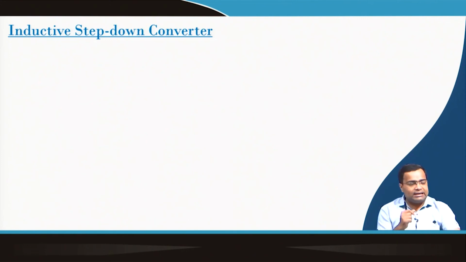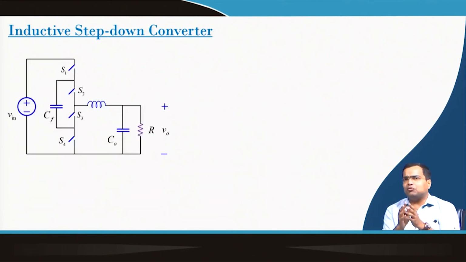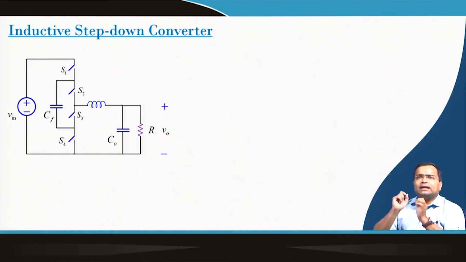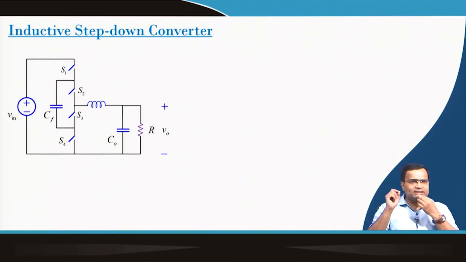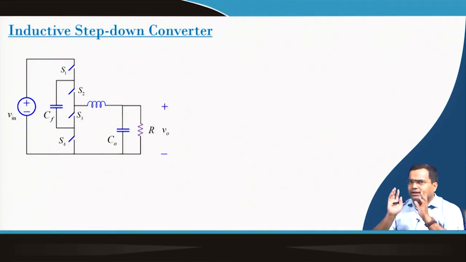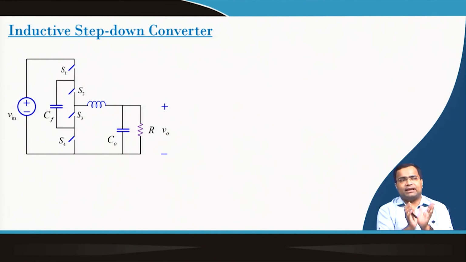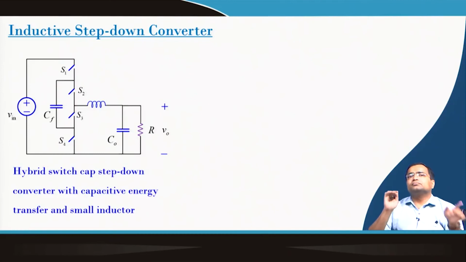Now, if we go to inductive DC-DC converters, which are primarily known as switch mode power converters, suppose we start from our hybrid switch capacitor converter, where we have considered the flying capacitor to be the element primarily responsible for the energy transfer process, whereas the inductor acts like just a smaller inductance. It is the flying capacitor which plays the key role. Now, here we need 4 switches, 1 flying capacitor, and 1 inductor.